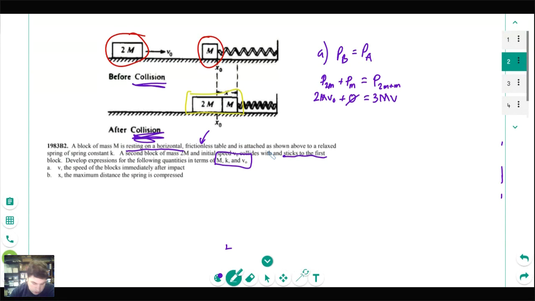All right, so a little bit of math here. The m's can both cancel out. We'll get 2 v0 over 3 as our ending velocity, and that is our final velocity for the situation.